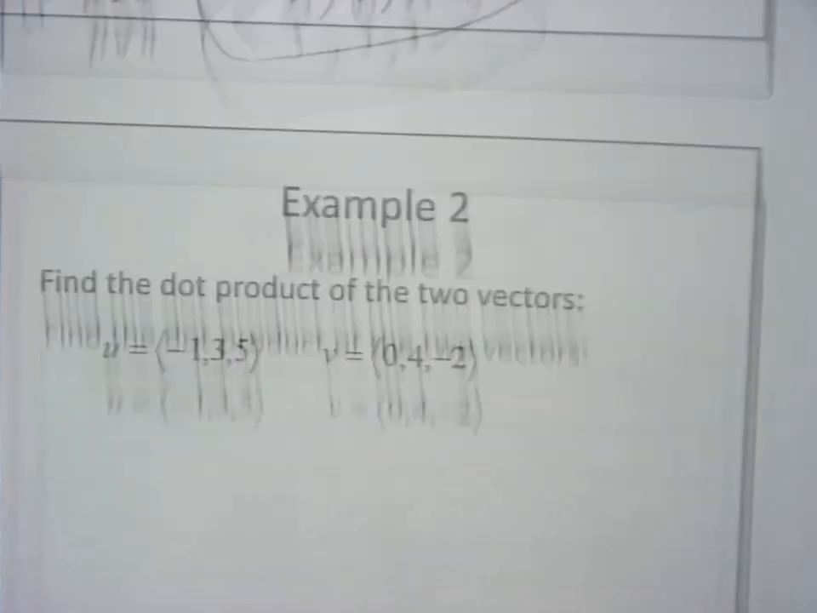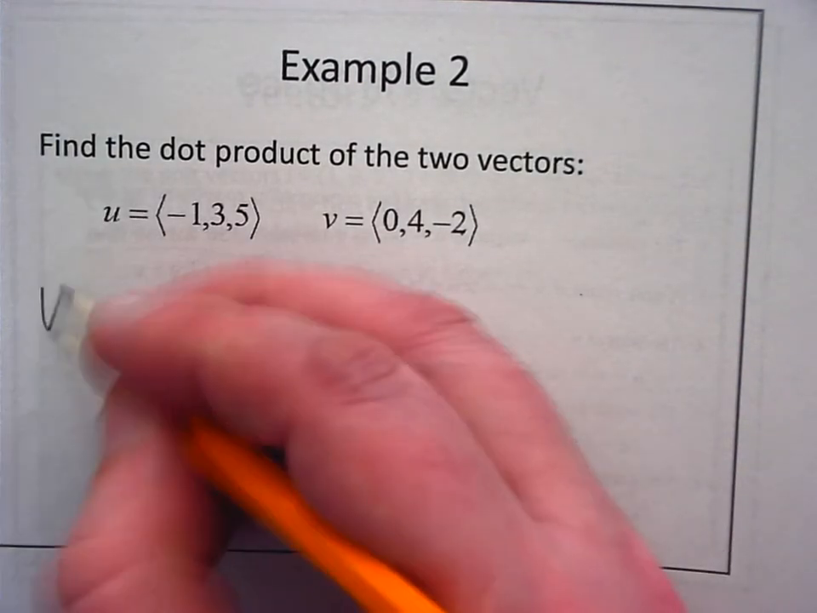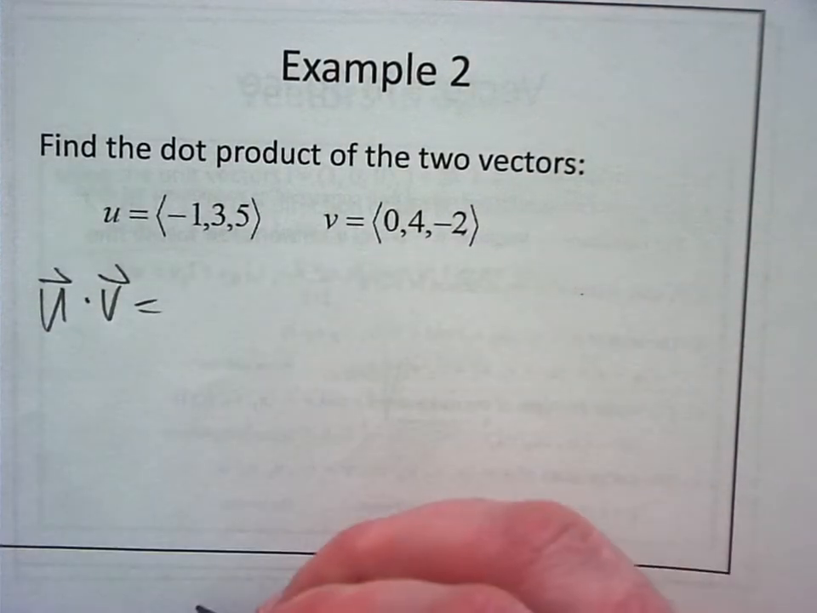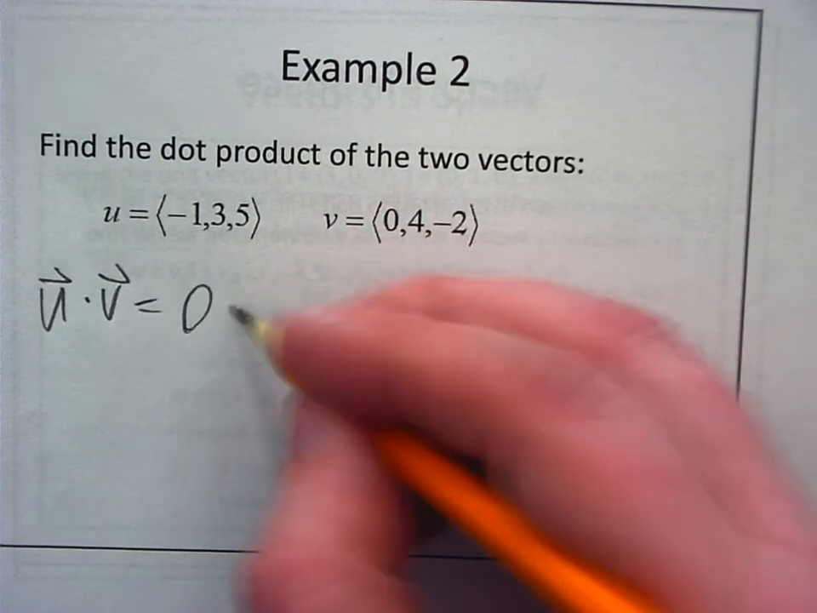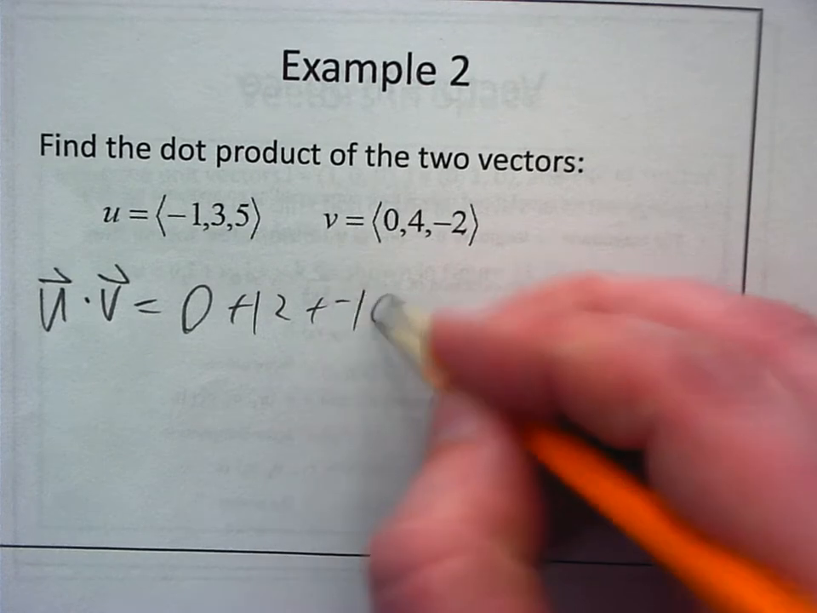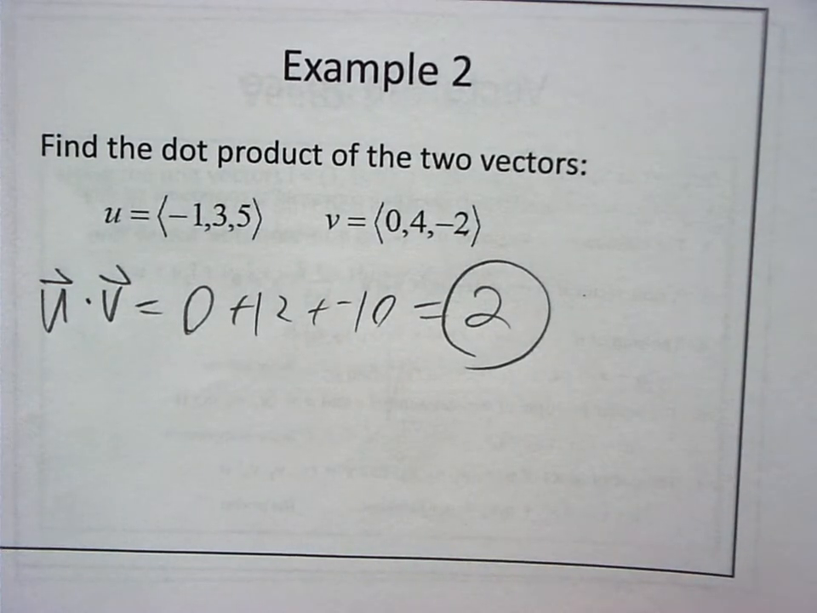Okay. Dot product. What would be the dot product of these two vectors? Two. Negative 1 times 0 is 0. 3 times 4 is 12. 5 times negative 2 is negative 10. So you get 2. Notation's just different, but all the arithmetic part of it's easy.